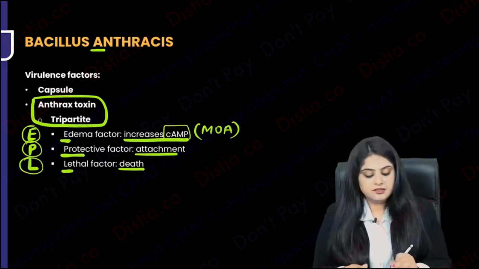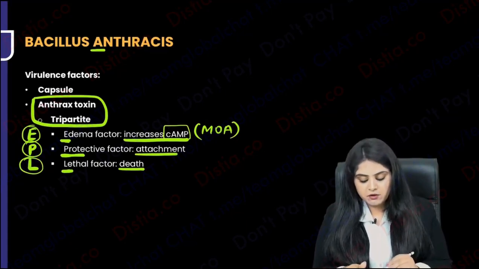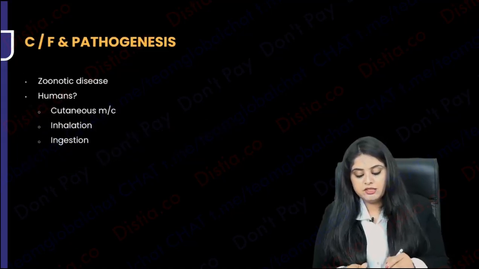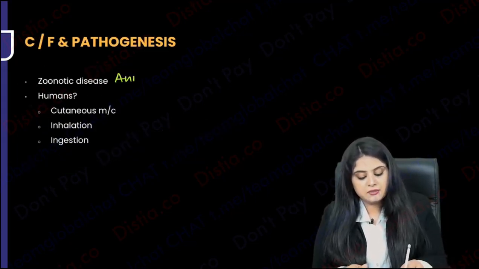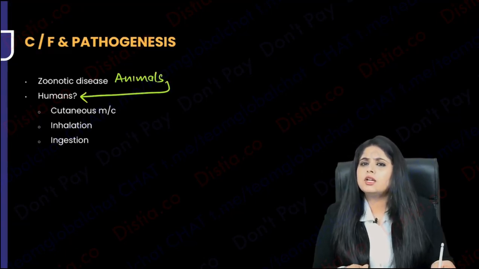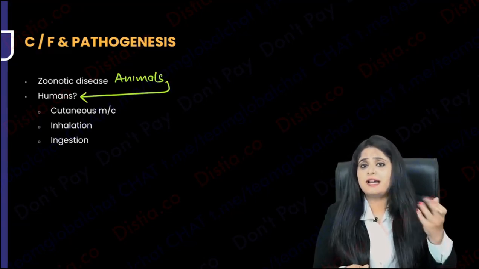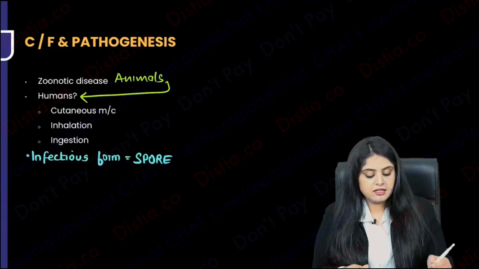How are we getting this disease, and what is actually the infective form? Please note, this is a zoonotic disease, meaning it comes from animals to humans. That is the concept of a zoonotic disease. So what comes to humans? Does the full bacteria come to me? No. The infective form is the spore.